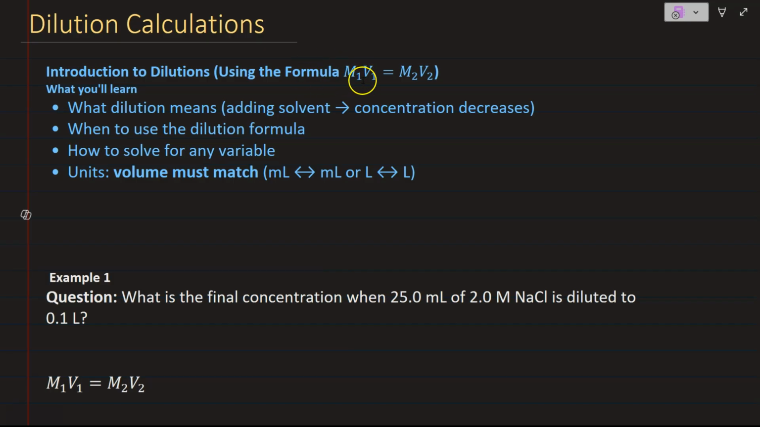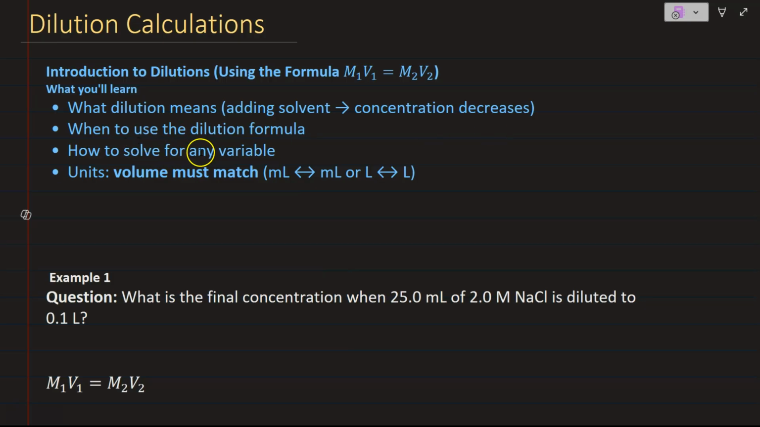We're going to use this formula, and it has to do with the molar concentrations and the volume in terms of the dilution. Basically, adding solvent will decrease the concentration. Just think about it: if you have a solution, let's say water, and you add salt to it, and you maintain the same amount of salt, the more water you have, the molarity of the solution will decrease, right? It becomes less salty. That's what it is.